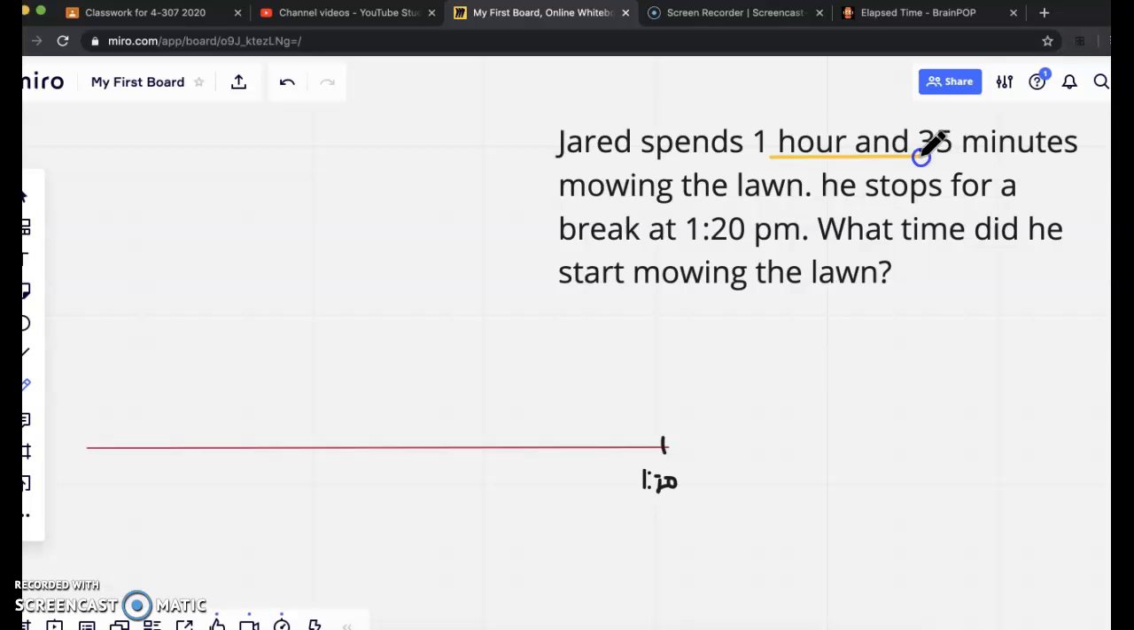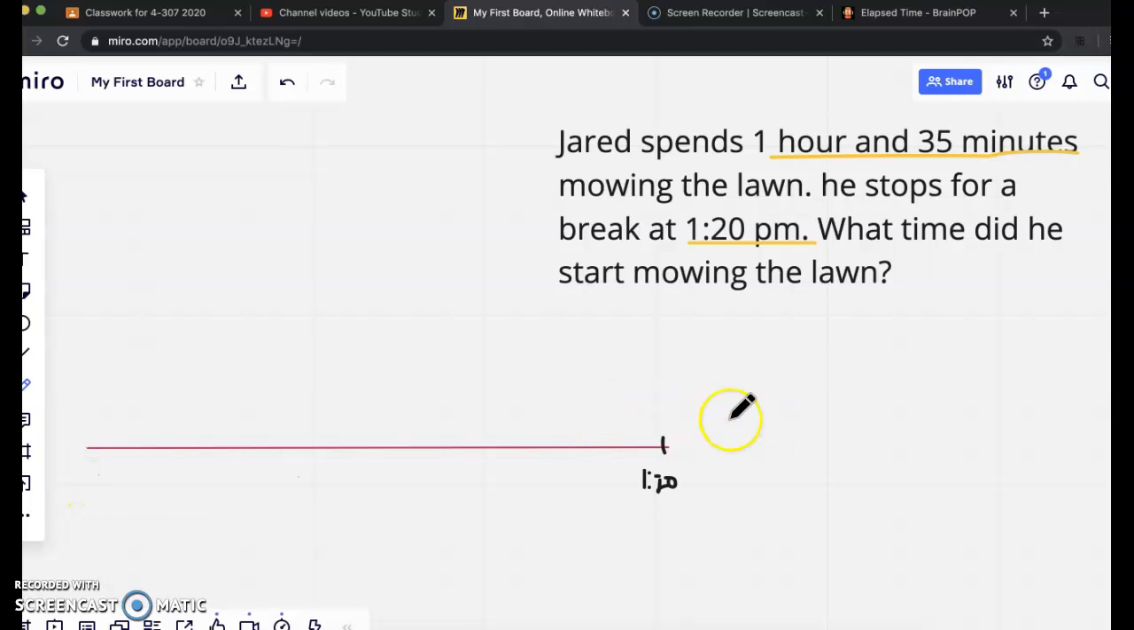Jared spends 1 hour and 35 minutes mowing a lawn. He stops for a break at 1:20 p.m. What time did he start mowing the lawn? Well, we know he ended here, but we don't know the start time.